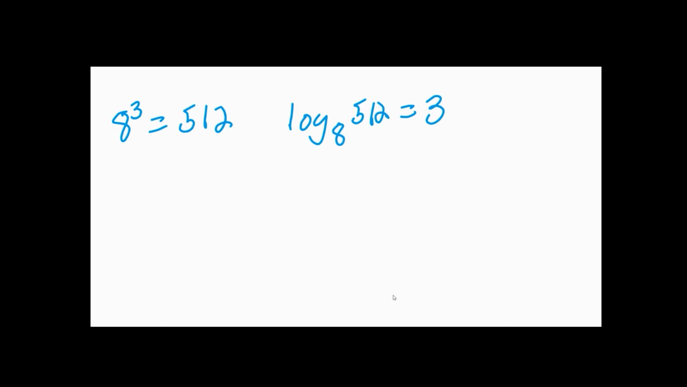So you know what 8 cubed means. It means you multiply 8 times itself 3 times and you get 512. And the logarithm is kind of the inverse of an exponential form. What a logarithm does is find exponents. So when I'm saying log base 8 of 512, the question I'm asking is what exponent do I raise 8 to in order to find 512? So again, a logarithm finds exponents.